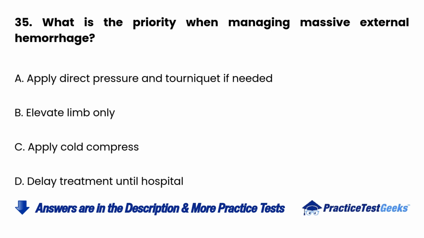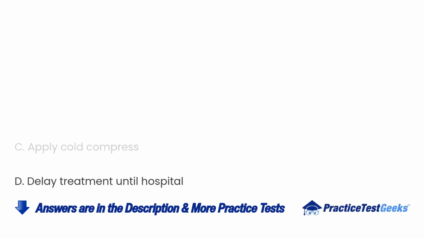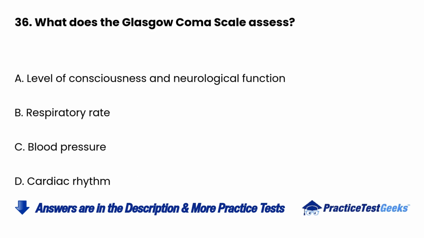What is the priority when managing massive external hemorrhage? A. Apply direct pressure and tourniquet if needed. B. Elevate limb only. C. Apply cold compress. D. Delay treatment until hospital. 36. What does the Glasgow Coma Scale assess?